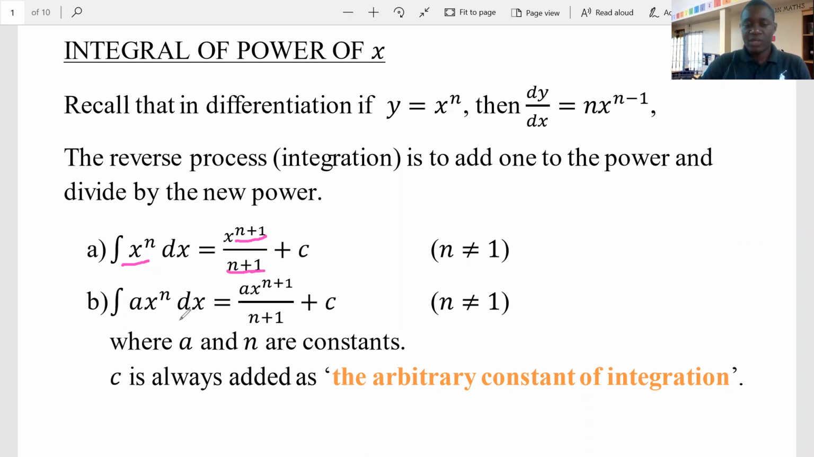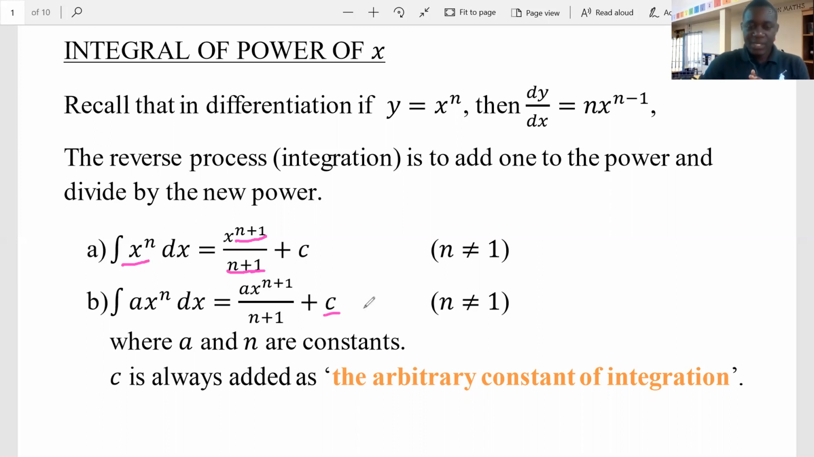In the same way, if we have the function having a constant attached to it, of course, in this case we have represented our constant with a. So we're going to go ahead and apply the same rule. The same rule applies also in this case, just that you're going to have a x to the power of n plus 1, all divided by the new power, which is n plus 1. Then we add our constant c to it.